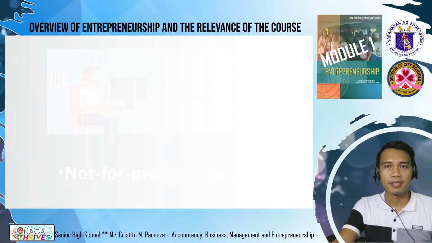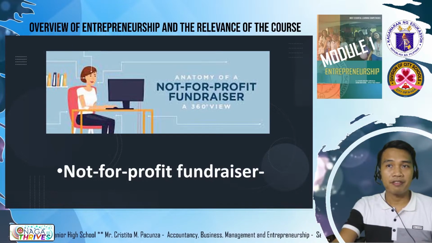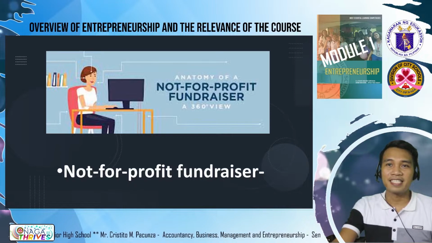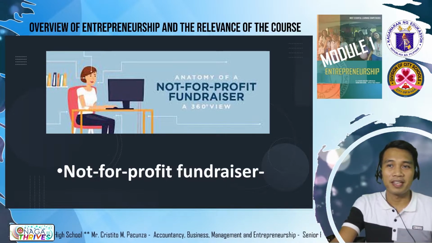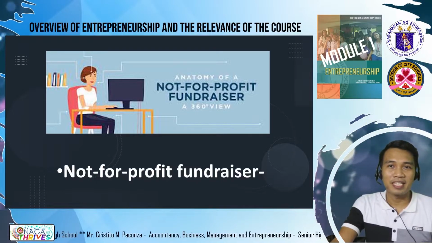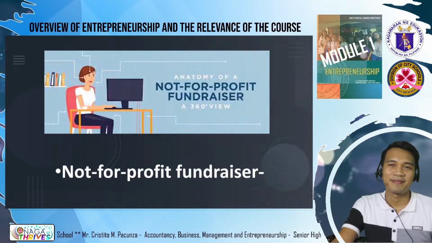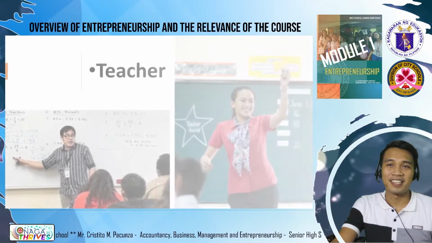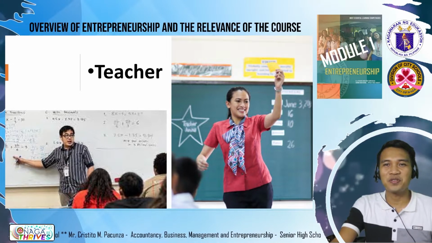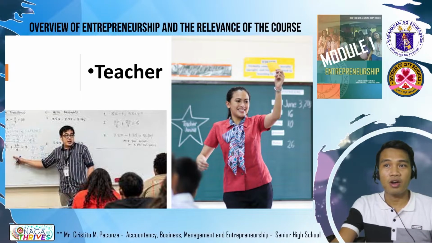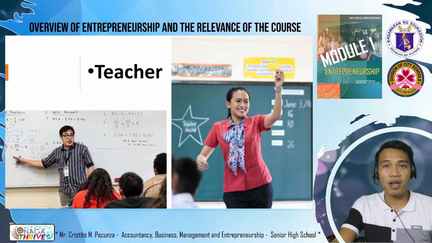Number five, not-for-profit fundraiser. This is an excellent place to make use of the advanced concepts that an entrepreneur has studied in this position. Number six, as a teacher, an entrepreneur can teach his students the entrepreneurial aspects of these things in the process.